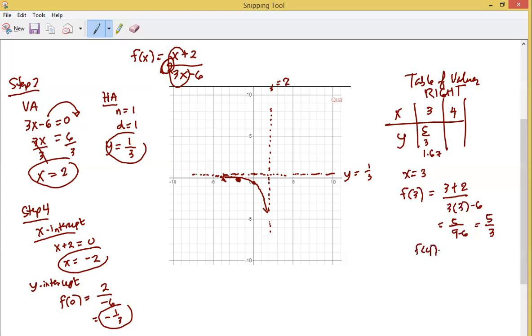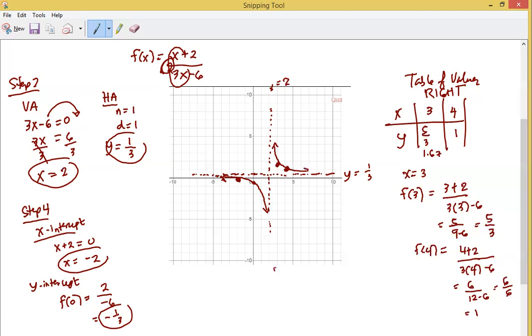For f of 4, that's going to be 4 plus 2 over 3 times 4 minus 6. So we have 6 over 12 minus 6. That's 6 over 6. That will be 1. So 4 and 1. Then plot it. So we have 3 and 1.67. It's about here. The other is 4 and 1. Then we connect the points. Draw a graph. And this will be the graph of our function f of x equals x plus 2 over 3x minus 6.